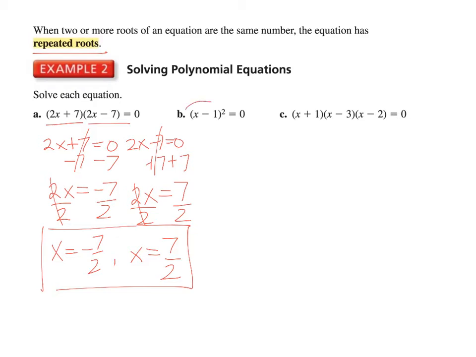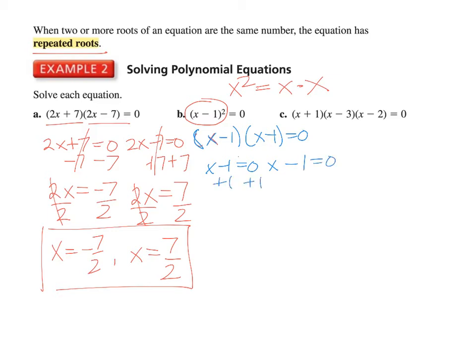Part B, okay, here's where students get confused. Now, I know that x squared is the same thing as x times x. So x minus 1 squared is the same thing as x minus 1 times x minus 1. All right, so I set x minus 1 equal to 0. I set x minus 1 equal to 0. Add 1, add 1. All right, so here I have repeated roots, and you don't have to state the same root twice. So x is equal to 1, done.